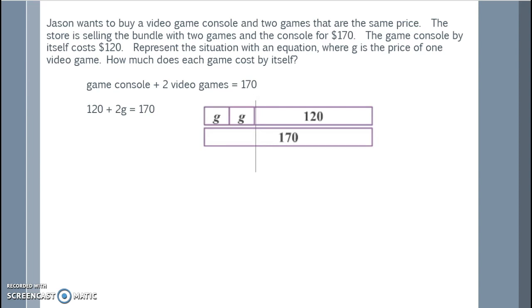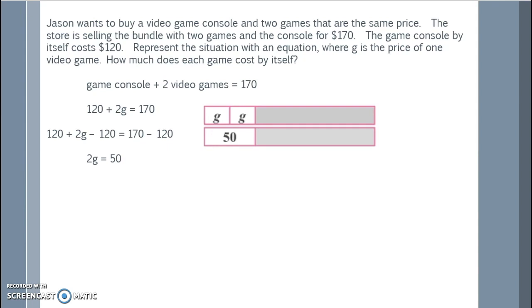Well, I see if I cut a line down and put the variables on one side and the numbers on the other, if I were to subtract 120 from both sides, that kind of knocks it off and I can just look at a portion of the tape diagram. So algebraically, I have 120 plus 2G minus 120 equals 170 minus 120. So 2G is equal to 50. Well, I can split that right down the middle. So if I were to divide it in half, each game, therefore, must be $25.